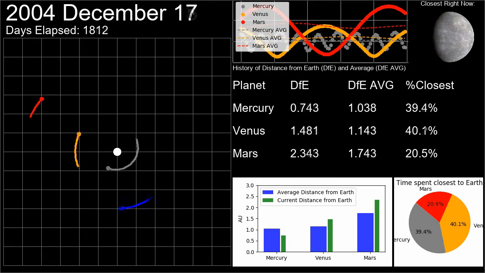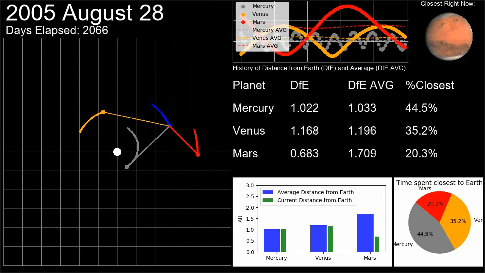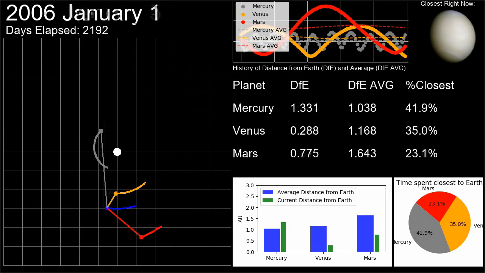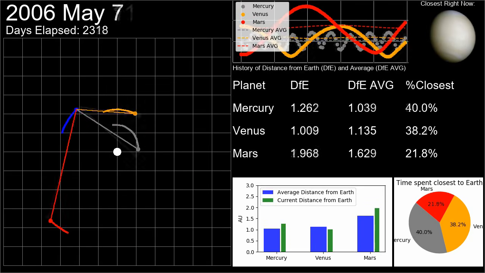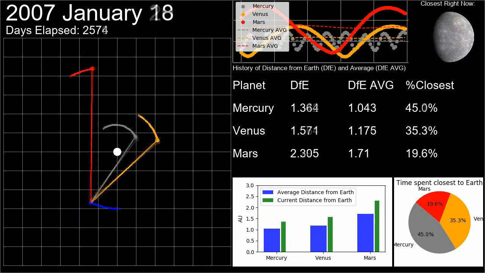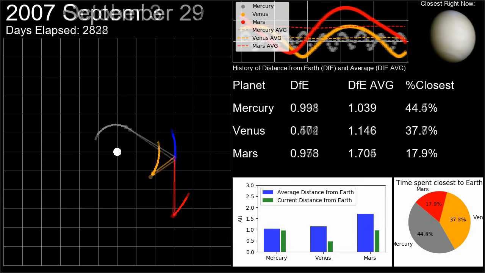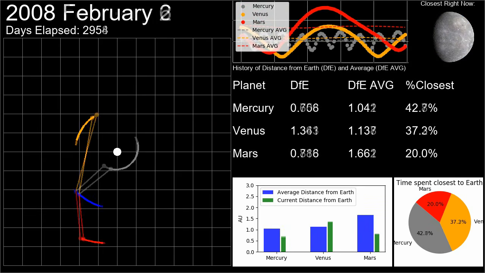So let me go ahead and toggle on some lines here. These lines you'll see are radiating out from Earth, and they're illustrating the distances that we're measuring. So the gray line is from Earth to Mercury, the orange one is from Earth to Venus, and the red one is Earth to Mars. And what we're going to do essentially is every day we'll measure what that distance is, and then we're going to take an average of all those distances to see which planet really is closer.